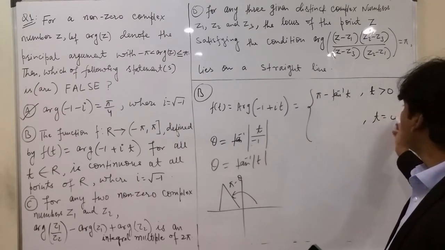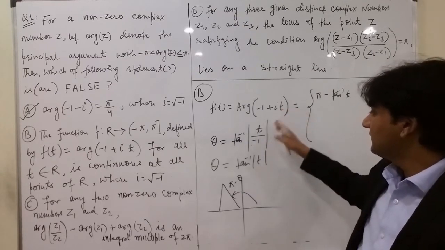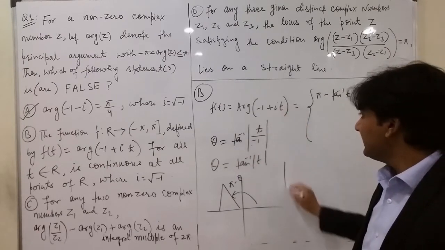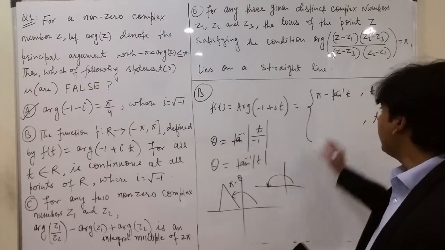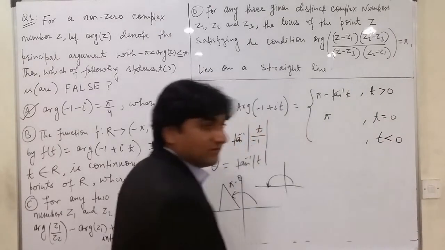And when t is 0, then theta would be 0, but when t is 0, then it lies here. Okay, then this is the argument. The argument would be pi. So this is pi. But when t is less than 0, then what will happen?